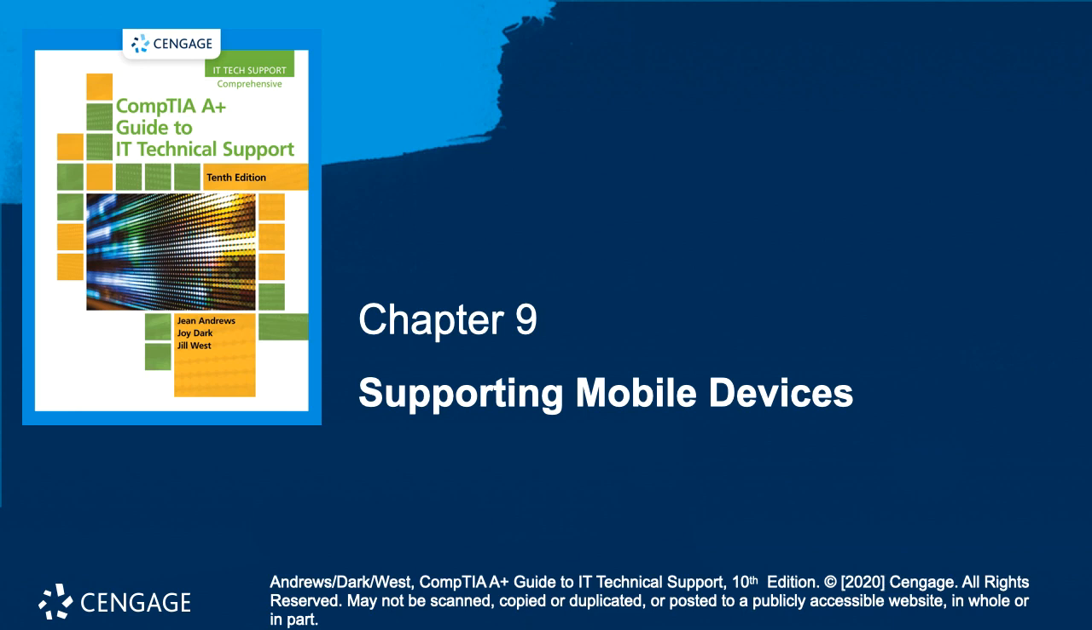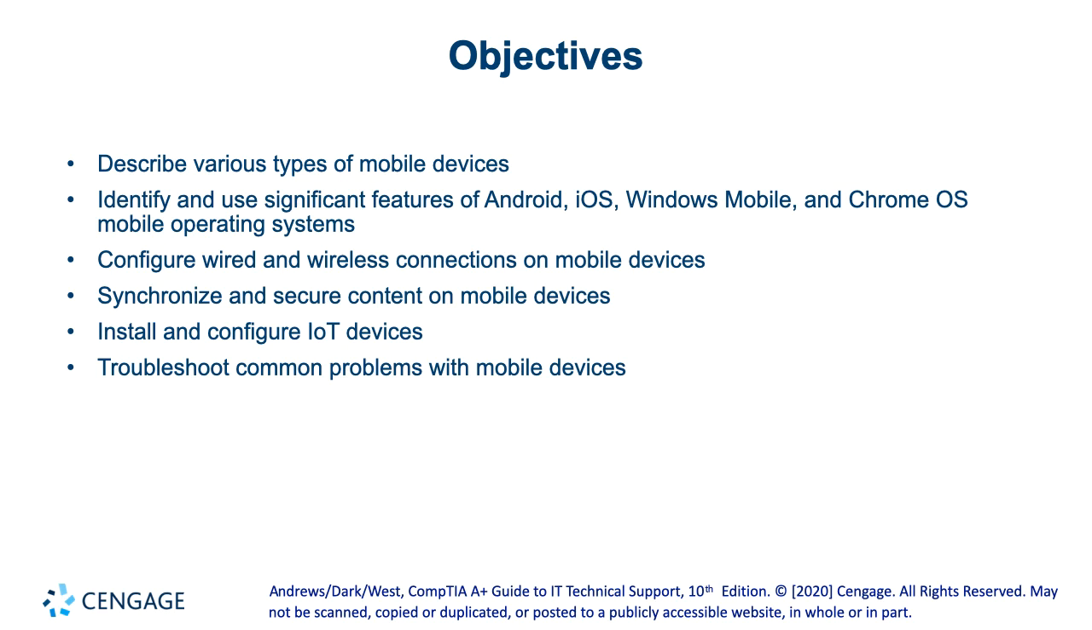Welcome to Chapter 9, and we're going to discuss supporting mobile devices. We discuss the various types of mobile devices, identify some significant features in some of the key mobile devices, and then we're going to talk about configuring wired and wireless connections on mobile devices, and how to synchronize and secure our content, as well as install and configure Internet of Things, IoT, devices, and troubleshoot some common problems with mobile devices.